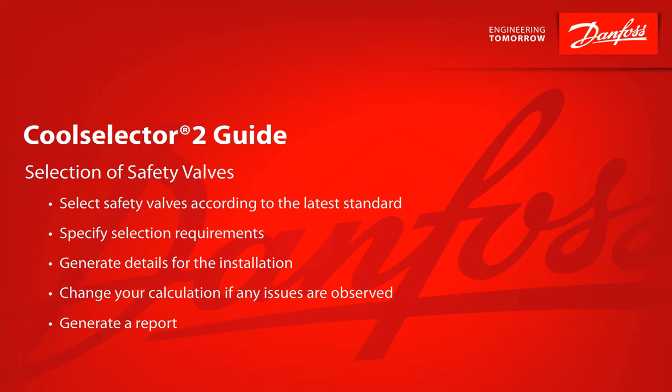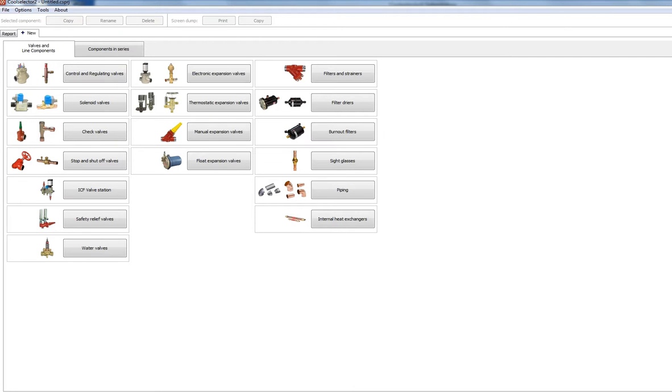In this session, we select the safety valves. After this video, you will know how to select safety valves according to the latest standard, specify selection requirements, generate details for the installation, change your calculation if any issues are observed, generate a report. Let's start by selecting a new subproject.